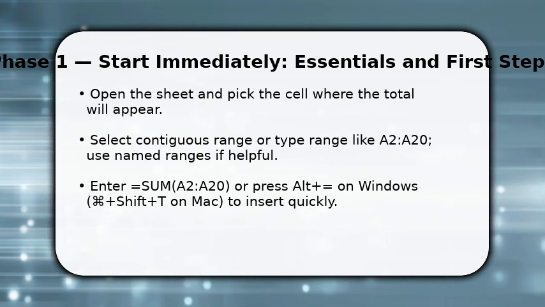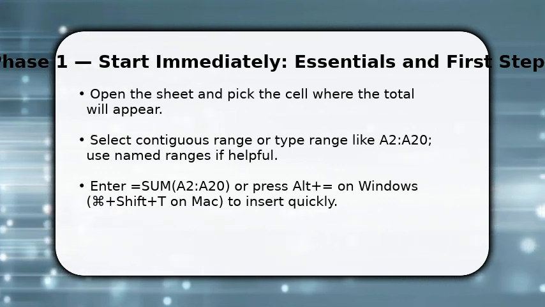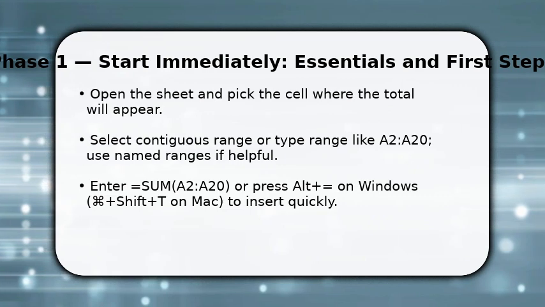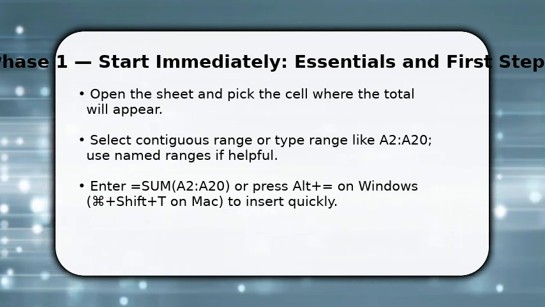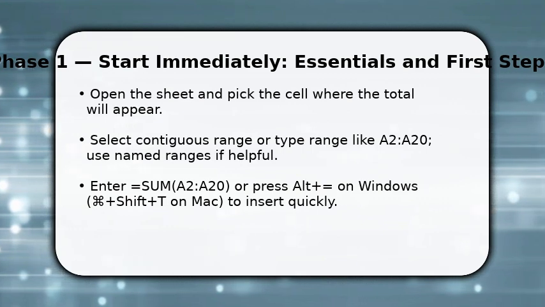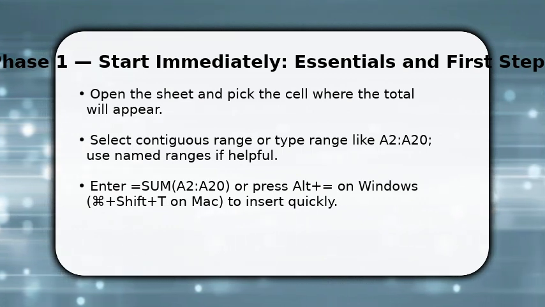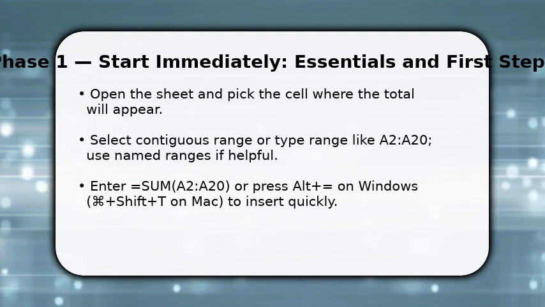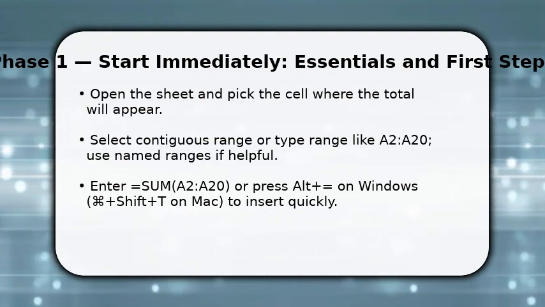The function recalculates automatically. Make sure to use named ranges for clarity if the same range repeats, and remember keyboard shortcuts speed things up. So use Alt plus equals on Windows or the corresponding Mac shortcut to insert SUM quickly.